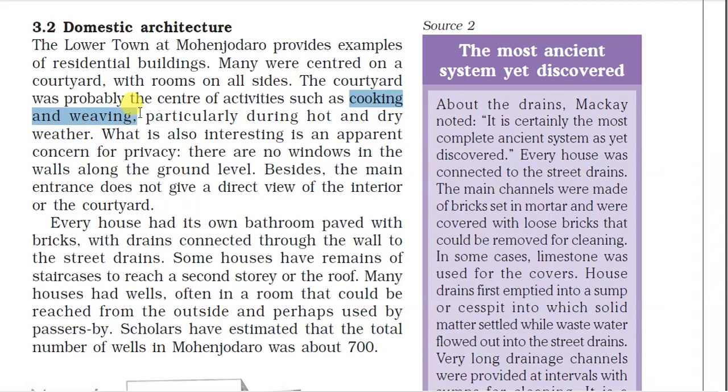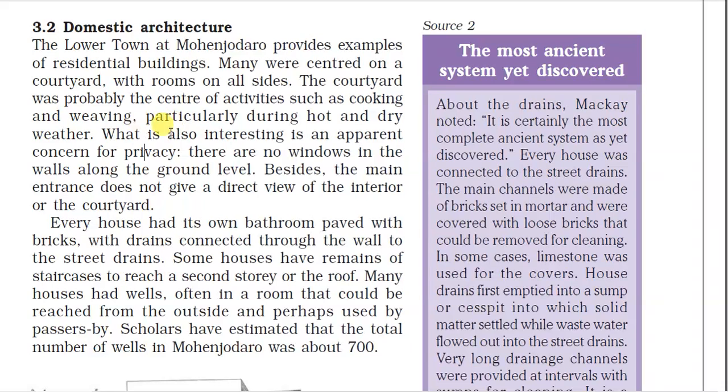Again, I will bring the example of Mesopotamia. Weaving, spinning and other activities were done in temples in Mesopotamia, if you remember. Temples served as centers of these activities. In Mohenjo-daro, the center of all these activities, cooking and weaving, was the courtyard. The courtyard is very important for domestic architecture.